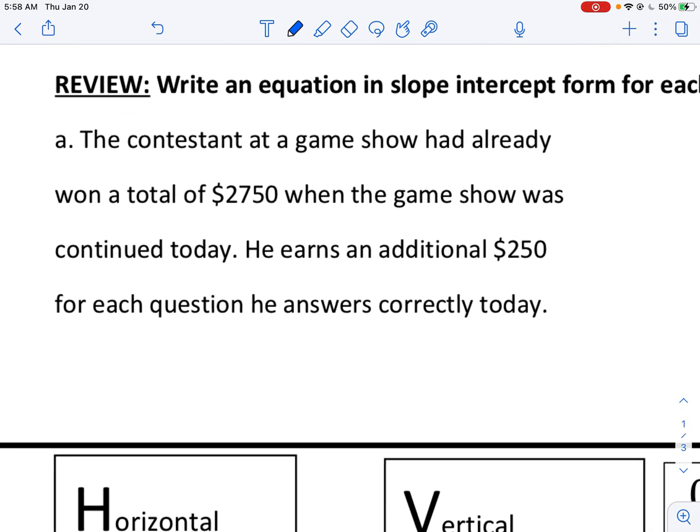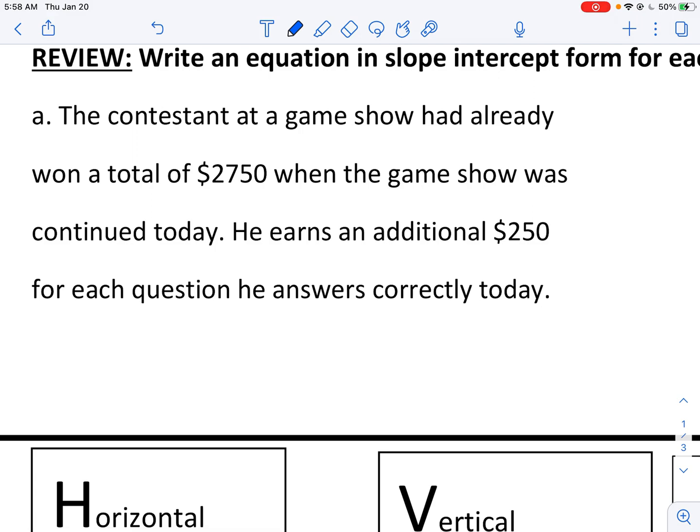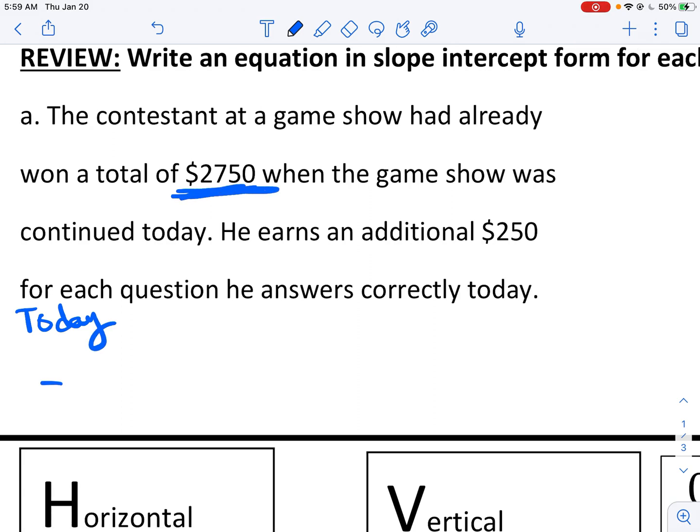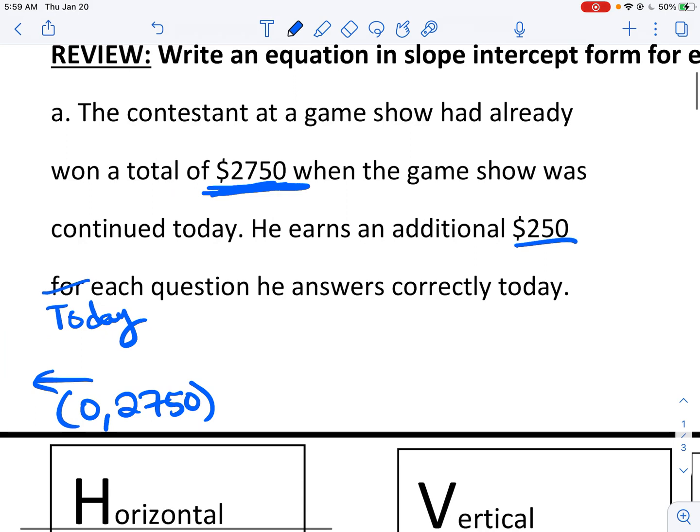It says the contestant at a game show had already won a total of $2,750 when the game show was continued today. He earns an additional $250 for each question he answers correctly today. So today is the starting point. Okay? This amount of money is what he got the day before. So that means starting today, he's starting with $2,750. This says, now it doesn't use the word per, it uses for, but it means the same thing.